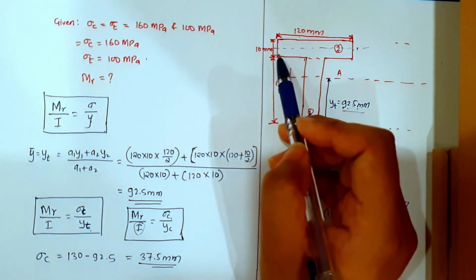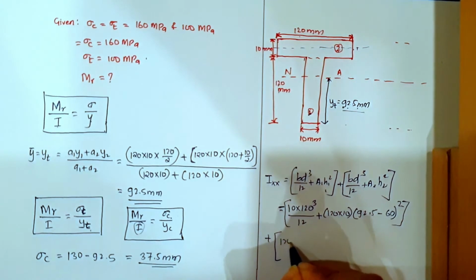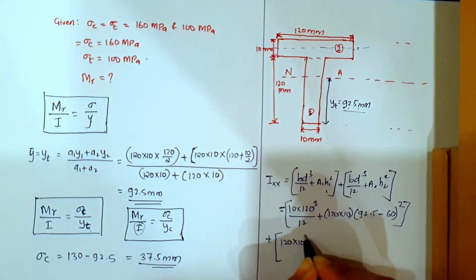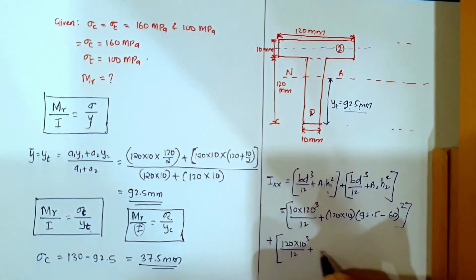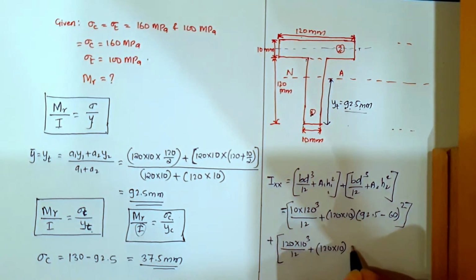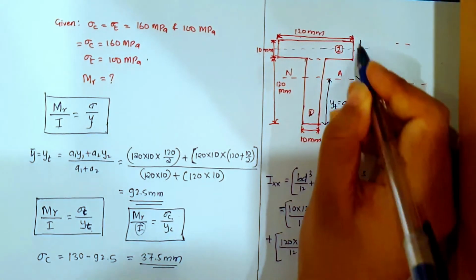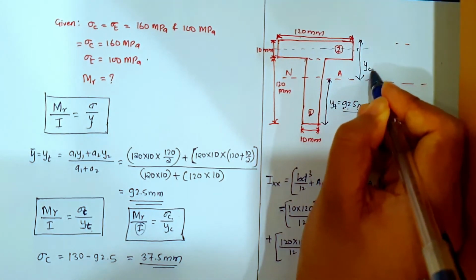ये सेक्शन फ्लेंज पोर्शन के लिए B is 120, D is 10. So 120 into 10 cubed by 12 plus area will be 120 into 10. Now अब ये पोर्शन हमें पता है which is YC. YC कितना आया है?